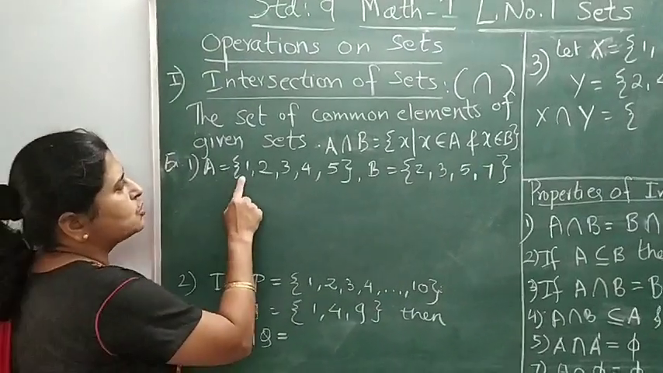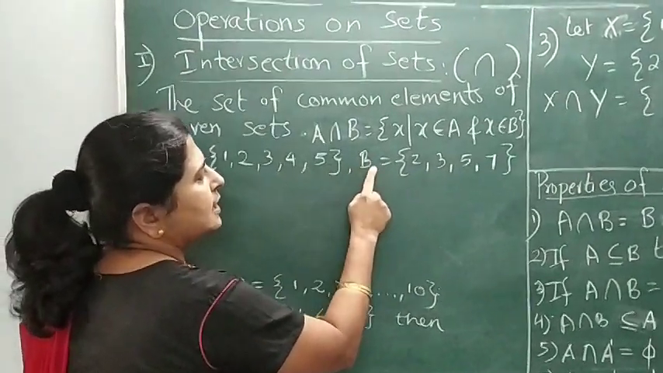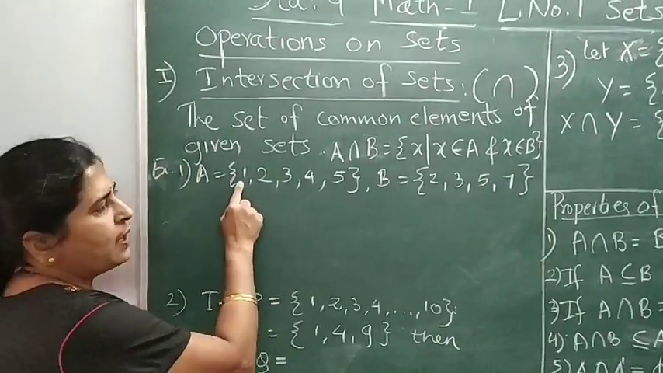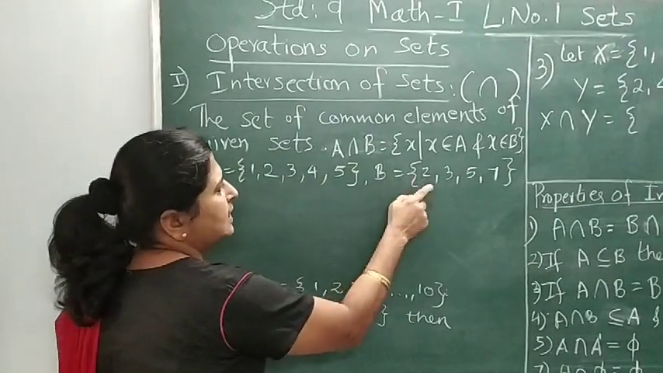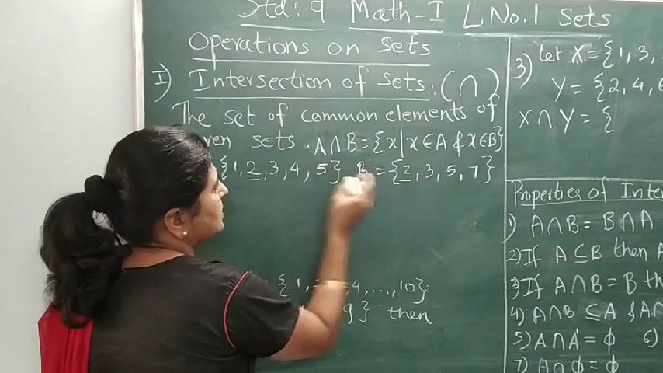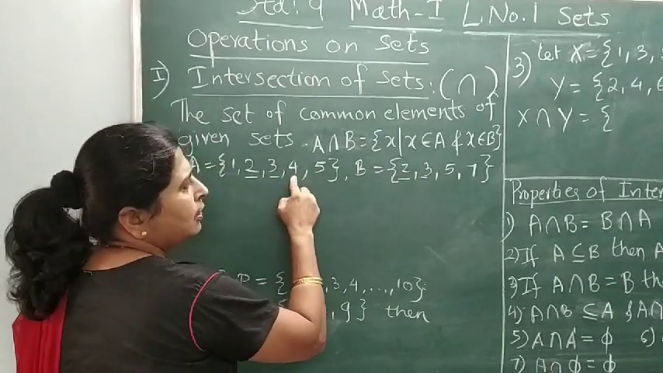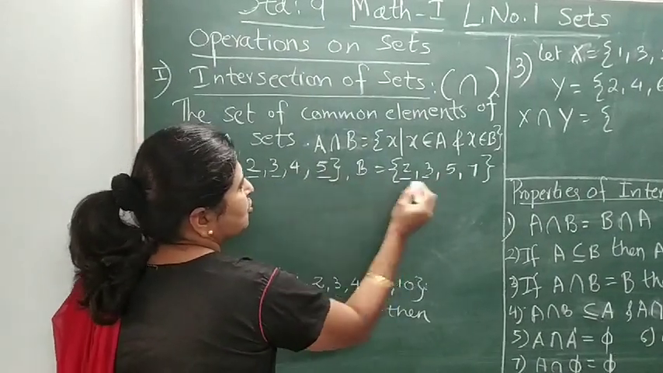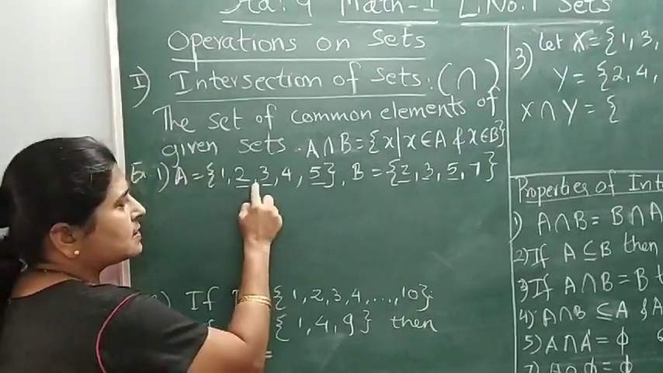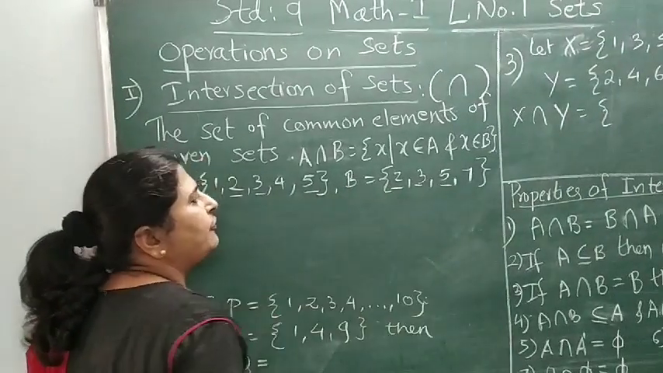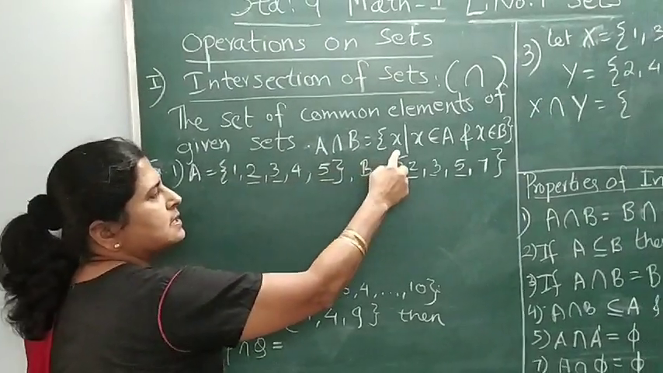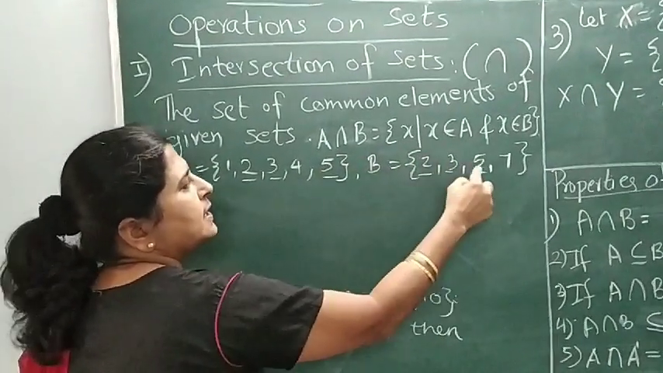So if set A is 1, 2, 3, 4, 5 and set B is 2, 3, 5, 7. Now let's see which are the common elements. Is 1 in both? No. 2, yes, we can find this 2. Let's underline these common elements. 3, yes, it is in both sets. 4, no. 5, yes. So we have this 5. This 7 is extra. So this set of underlined elements 2, 3, 5, these are the elements common in both. So these 3 elements are elements of set A as well as set B.